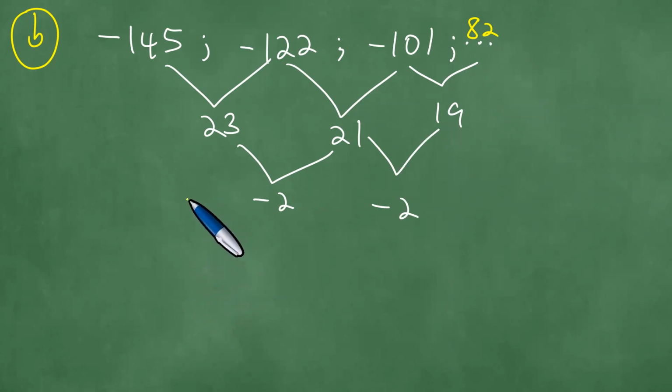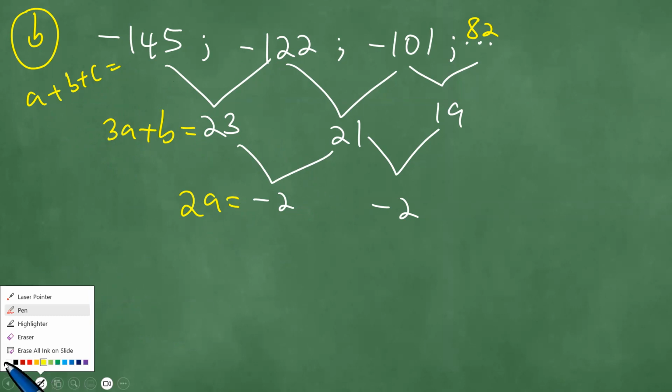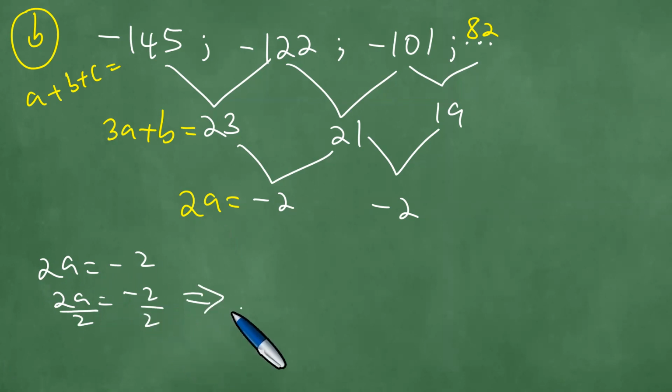So what does this mean? It means that here you always say 2a is this. This one becomes 3a plus b equals this. And now here we say a plus b plus c equals that. If you look at these carefully, you're able to realize that if 2a equals minus 2, you divide both left and right by 2. And the conclusion, therefore, is that a is minus 1.